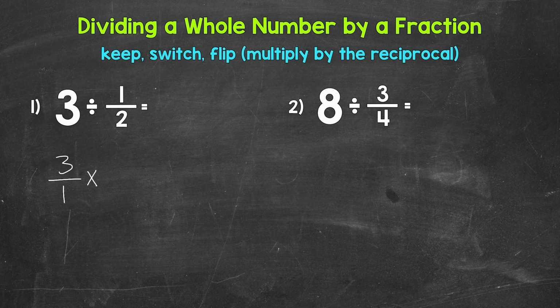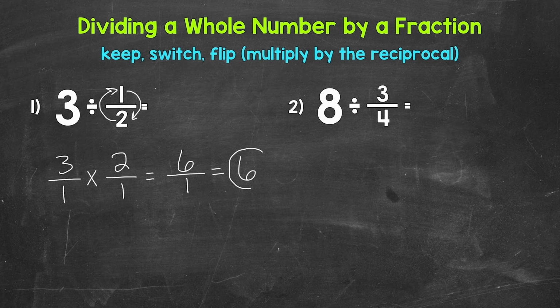So let's flip 1/2. The numerator, 1, is now the denominator. And then the denominator, 2, is now the numerator. So we have 2 over 1. And now all we need to do is multiply straight across. Let's start with the numerators. 3 times 2 gives us 6. And then for the denominators, 1 times 1 gives us 1. So we end up with 6 over 1, which is just 6. And this is our final answer. 3 divided by 1/2 equals 6.